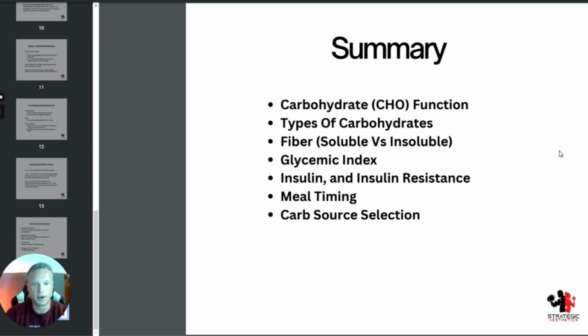Okay, so in summary, we covered carbohydrate function. It's our primary and preferred fuel source in skeletal muscle in humans. There are simple and complex carbohydrates, and we want to use the glycemic index to identify how fast those foods are dissolved and readily digested and readily available. We covered the difference between soluble and insoluble fiber and how much fiber we need. Insulin and insulin resistance: insulin's released by the pancreas to handle blood sugar. We covered carbohydrate meal timing and carbohydrate source selection.